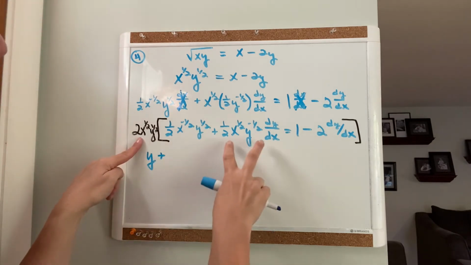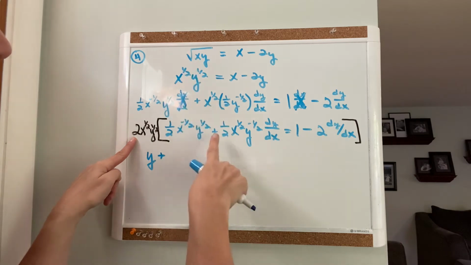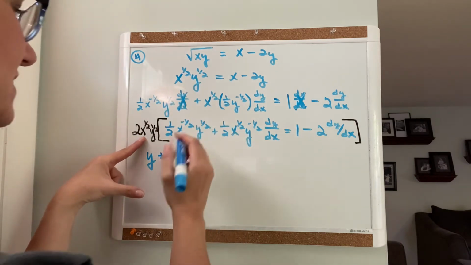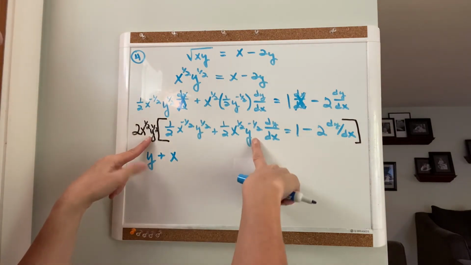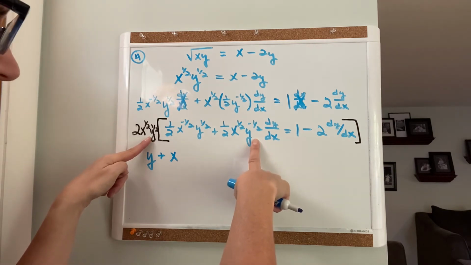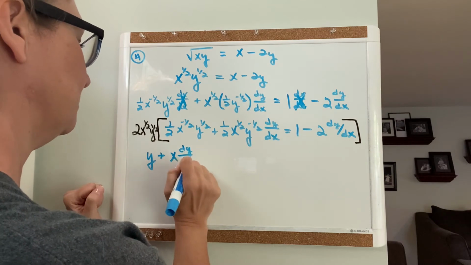I'm going to multiply these two terms. 2 times 1/2 is 1. x to the 1/2 times x to the 1/2 is x to the first power. y to the 1/2 times y to the negative 1/2 gives me y to the 0 power, which is just 1. And now I have to include the dy dx.